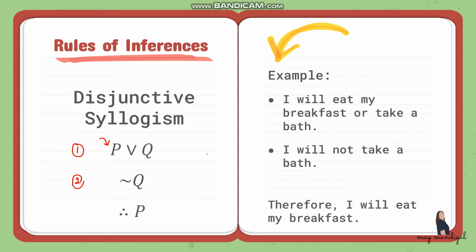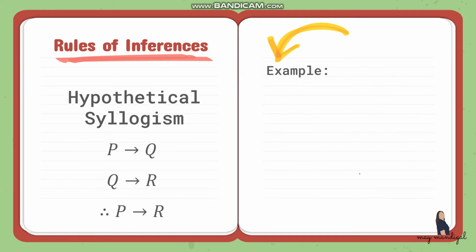So what's left is that you will eat breakfast. So what we have here is P or Q. This one is not Q. So therefore, your conclusion should be the P statement. And then what we have is what we call the hypothetical syllogism.